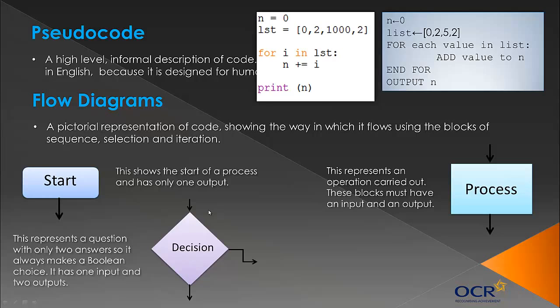So the decision block is the selection stage, but like I say, I'll talk about that in more detail in a couple of videos' time. And it makes a Boolean choice. It has 1 input and 2 outputs. And a process block represents an operation carried out, such as what the algorithm actually does, and it has an input and an output. And so the process would be the start of your algorithm, but not the start of the actual flow diagram. And then you also have the end, which just wraps up quite nicely, and it's the opposite of the start symbol, has 1 input and 0 outputs.